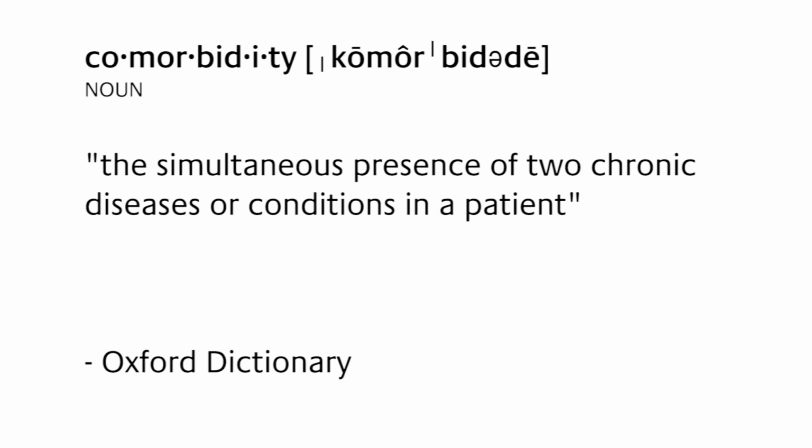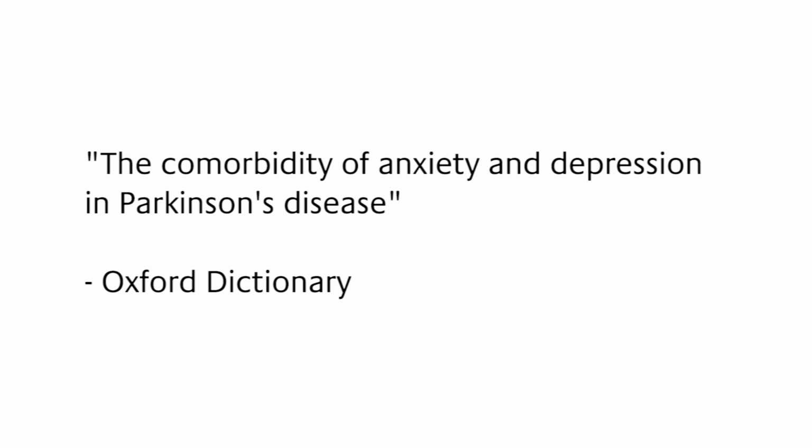So comorbidities. What are comorbidities? You may have heard this from your rheumatologist or from doctors, but I thought let's just start with how the Oxford Dictionary defines it. A comorbidity is a noun and basically reflects the simultaneous presence of two chronic diseases in the same patient. An example that the Oxford Dictionary gives is the comorbidity of anxiety and depression in Parkinson's disease. Now, the anxiety and depression are not directly caused by the Parkinson's, but they're indirectly associated with it.